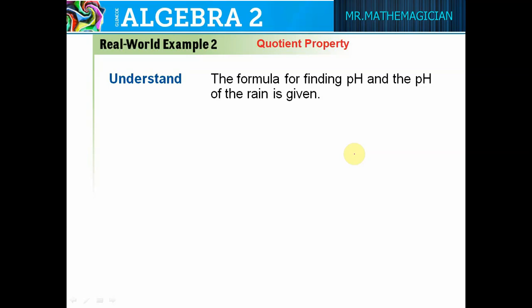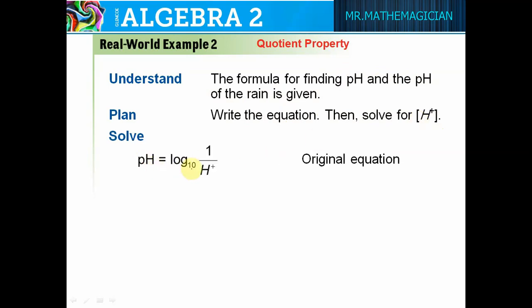Now the formula for finding pH and the pH of the rain is given. So we will write the equation, then we are going to solve for H positive. This is the formula: pH equals log 1 over H positive to the base 10. Now we are given the pH number as 5.5, so 5.5 equals log 1 over H positive to the base 10.